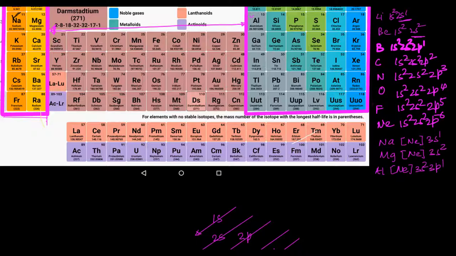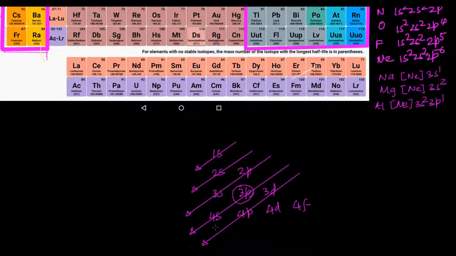Okay, and one by one it keeps on increasing. So it is 3p1, 3p2, 3p3, 3p4, 3p5, 3p6. 3p is filled up. Understand? Now the turn comes for 4s.